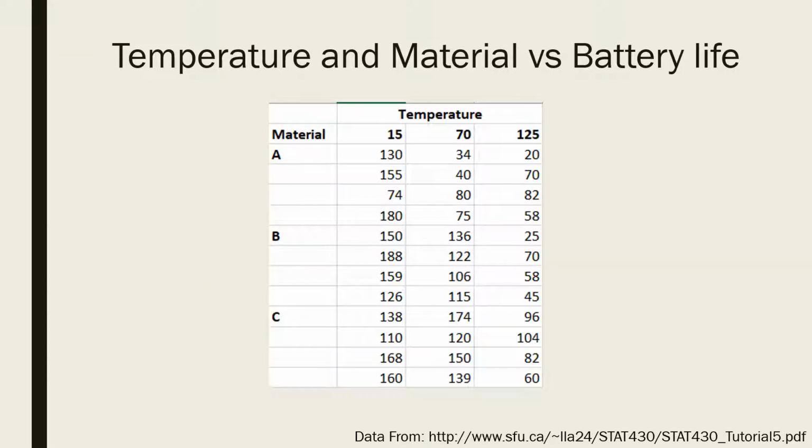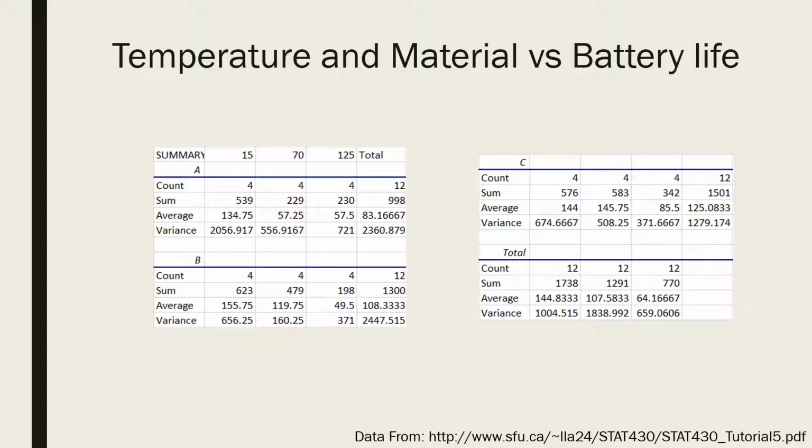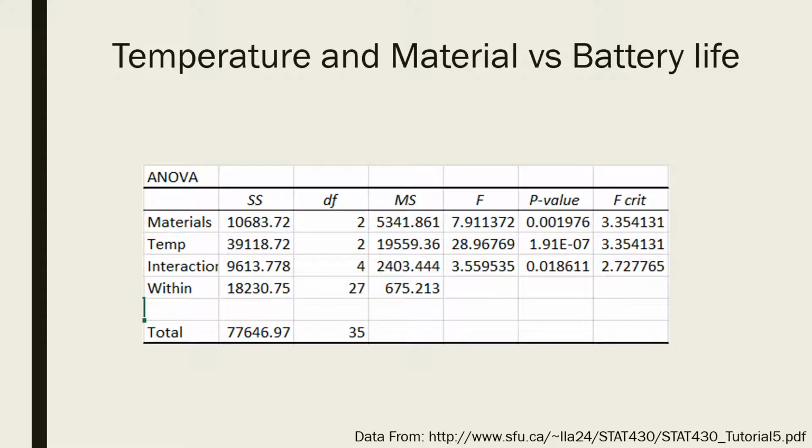To explain this further, we're going to do a quick example problem with this data. We have materials A, B, and C, and temperatures 15, 70, and 125 degrees, and their effect on battery life. When you do a two-factor ANOVA in Excel, the first thing it'll spit out is these four little outputs, which are mainly used in calculating this, which is the important part.